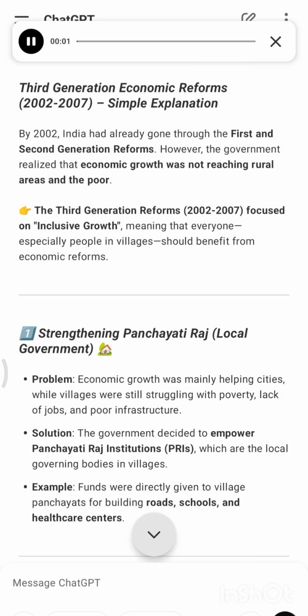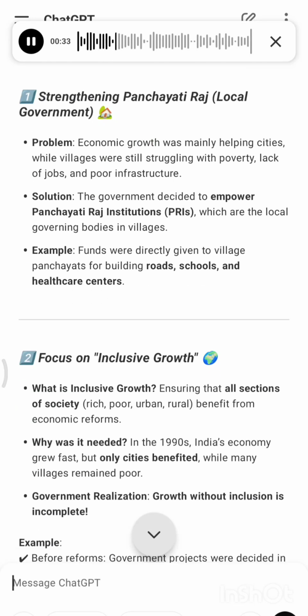Third generation economic reforms, 2002-2007. Simple explanation. By 2002, India had already gone through the first and second generation reforms. However, the government realized that economic growth was not reaching rural areas and the poor. The third generation reforms, 2002-2007, focused on inclusive growth, meaning that everyone, especially people in villages, should benefit from economic reforms.